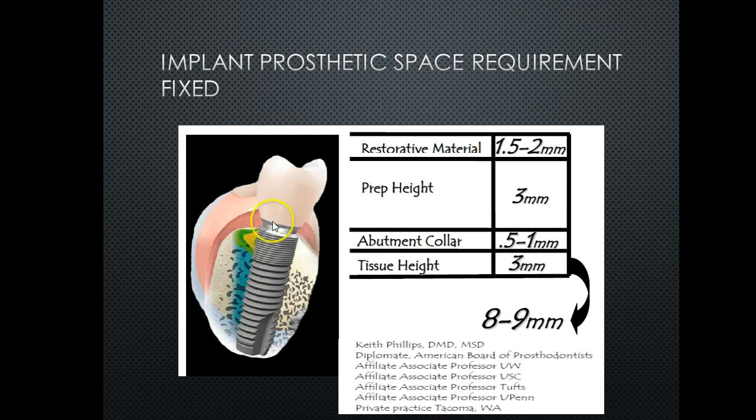So from the basic part of it, for our implant prosthetic space requirement for a fixed single crown, you need an average of 8 to 9 millimeters of space. With 3 millimeters of tissue height, at least a minimum of 2 for biological width, then you have your abutment collar, your abutment height of 3 millimeters, and obviously you want some restorative material around it to compensate for that. So 8 or 9 millimeters is what you need at least for a single crown.